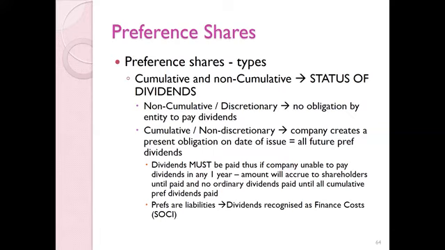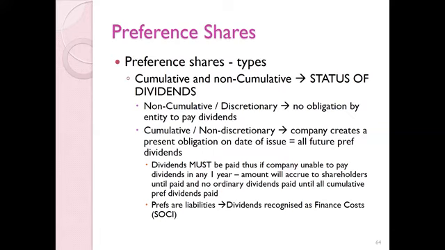They're still going to accumulate and we're still going to have the obligation to pay that out to the preference shareholders. So dividends must be paid. If the company is unable to pay their dividends in perhaps next year or perhaps this year with the pandemic, the amount will accrue to the shareholders until they are in fact paid. And no ordinary dividends will be paid until all the cumulative preference dividends are paid. So as you can see, there's always this preference over the ordinary shareholders.